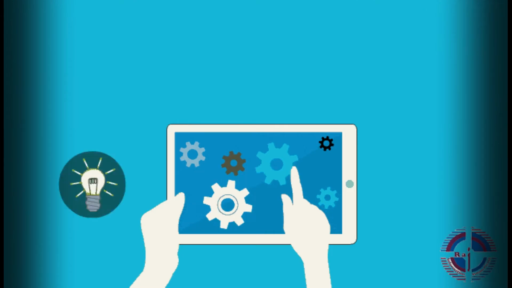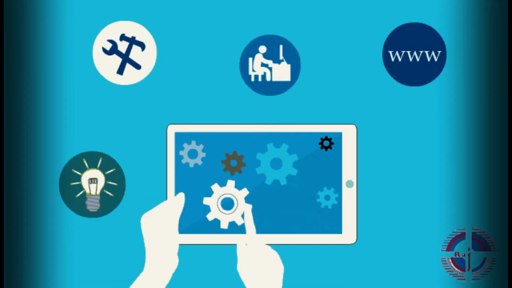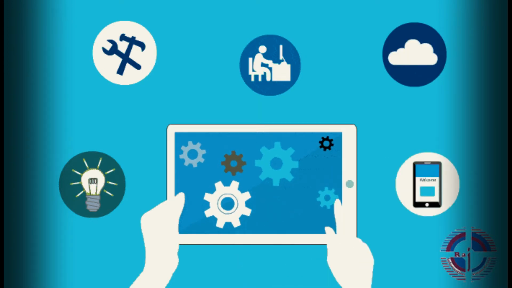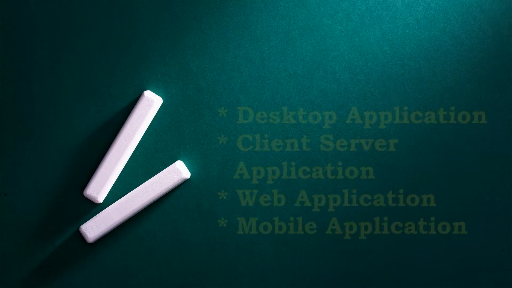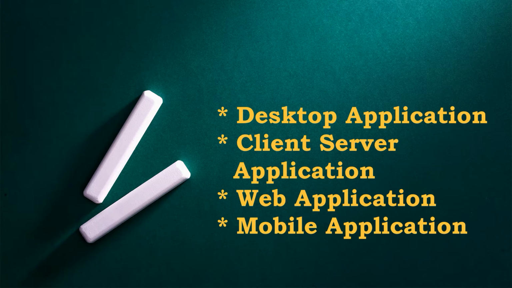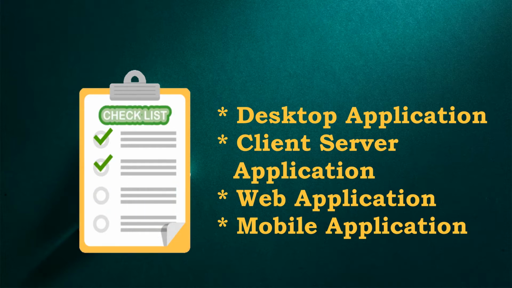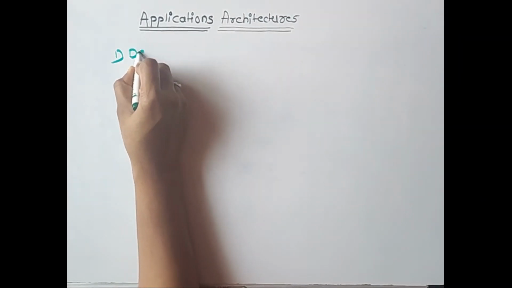Application architecture defines a blueprint for various hardware and software components and their interactions. So, software applications can be broadly categorized into various types based on the architecture as follows. First one is desktop applications, second is client server applications, third is web applications, and fourth one is mobile applications.